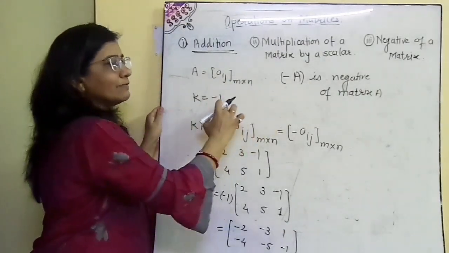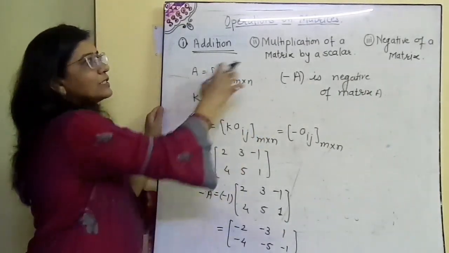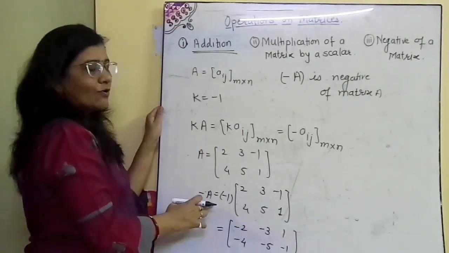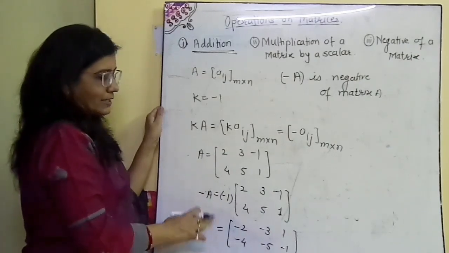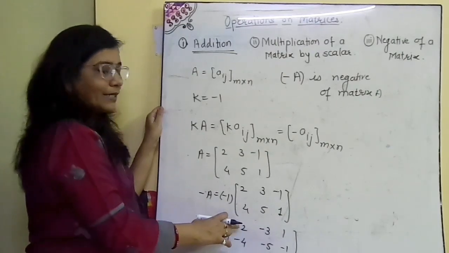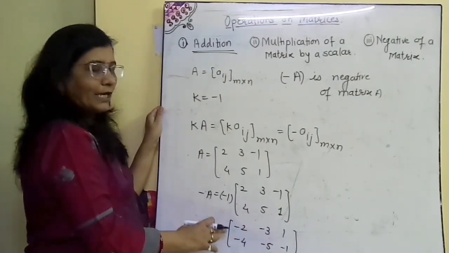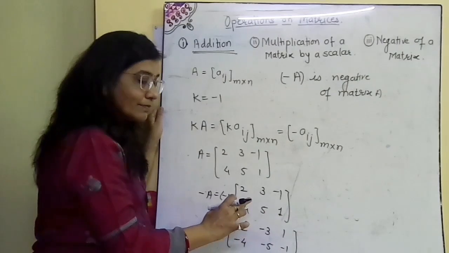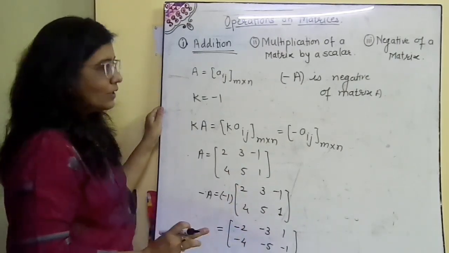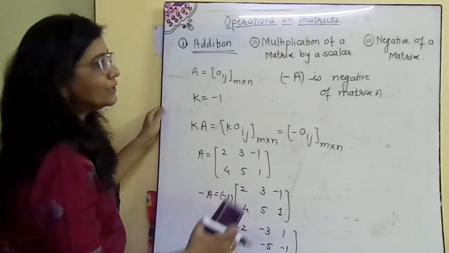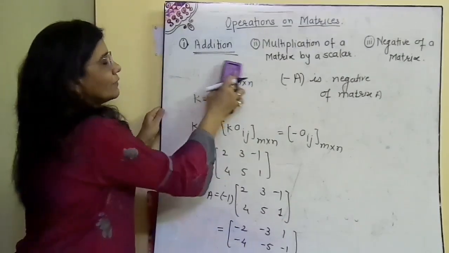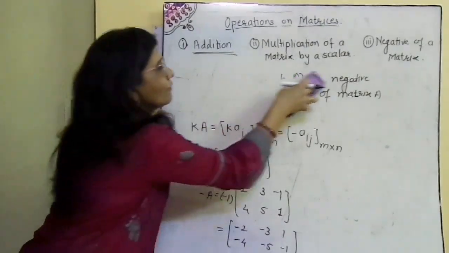Minus A means minus 1 into A. So using this concept, multiplication of a matrix by a scalar, we can find the negative of A, and I had given here the example. So negative of A, minus A, is given by multiplying each and every element of the given matrix by minus 1. So using this concept of negative of a matrix, we can now do the subtraction of matrices.